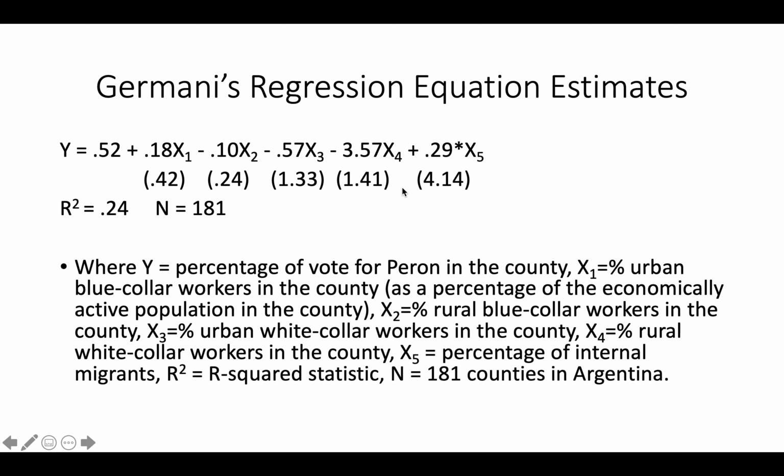The only variable that's statistically significant is this urban migrants vote, and that is positive and statistically significant. Again, slightly counter to the theory of Germani. So again, the conclusion is very unusual. Workers do not have a statistically significant impact on Perón's vote.